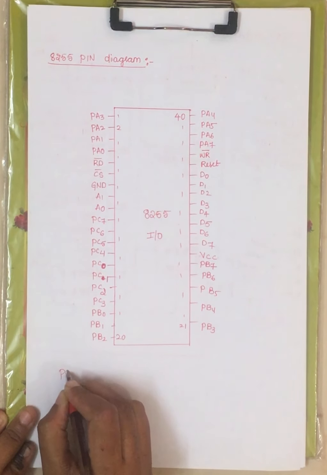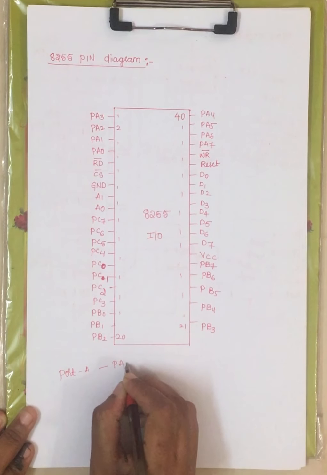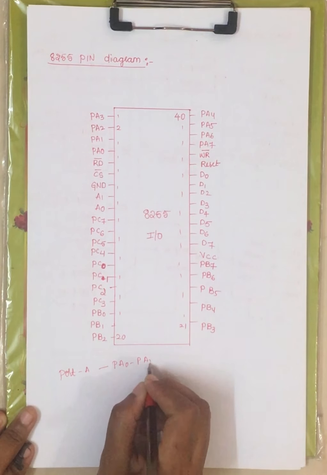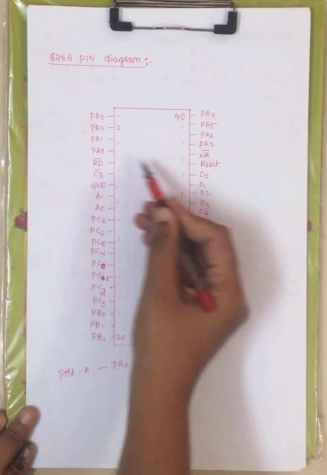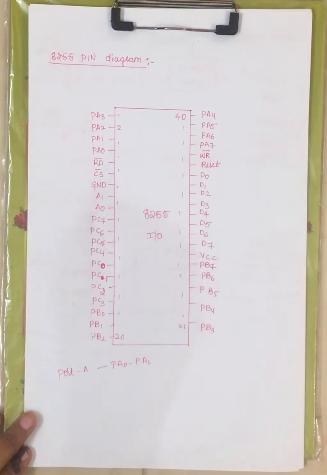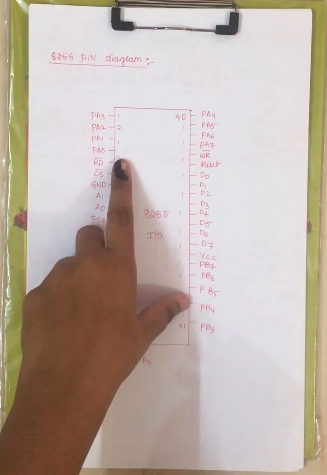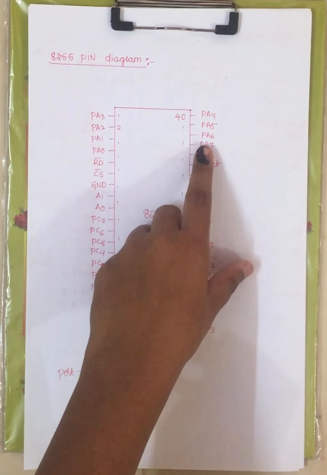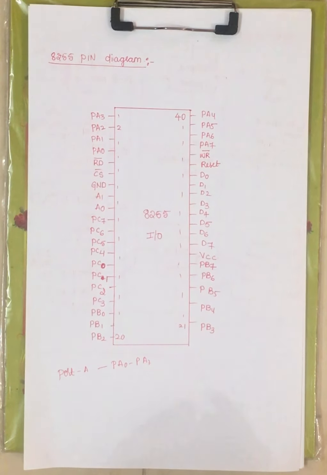Now port A is having how many IO lines? 8 IO lines, that is PA0 to PA7, right? If you see this, the 4 lower IO lines are allotted to this side and the higher IO lines are allotted to this side. PA0 to PA3 are allotted to pins 1, 2, 3, 4, and pins 37, 38, 39, 40 are allotted with PA4 to PA7, right? These IO lines of port A are used for input output operation, right?